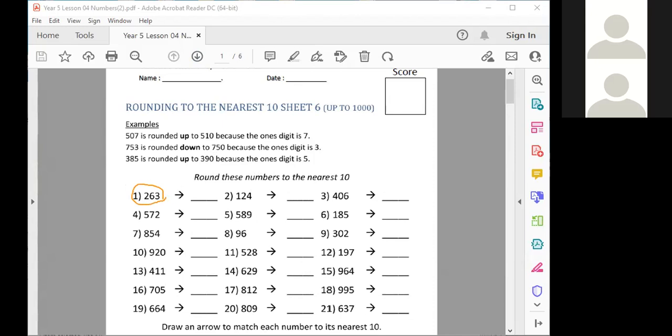Very good. 260. Hey, don't get confused. We are rounding off to the nearest tens. So, although you see the word 200 there, you are supposed to work with only the 63. So, pay attention. You must know what exactly you're rounding off to.